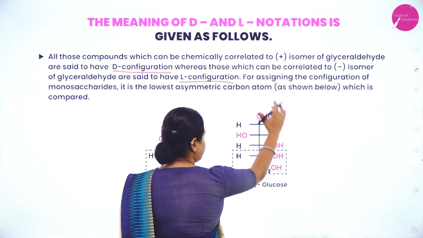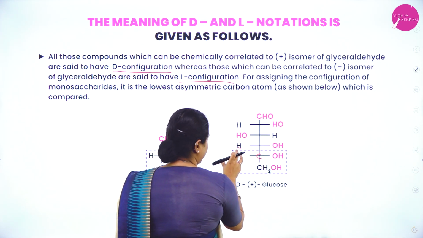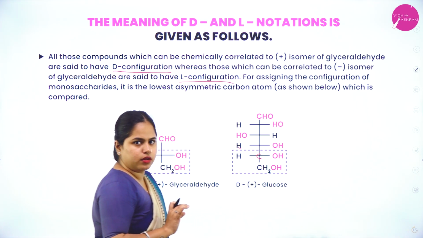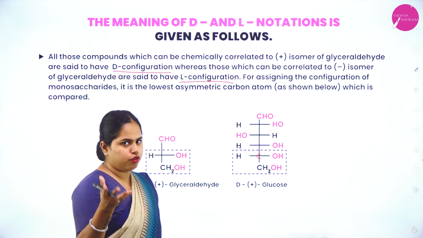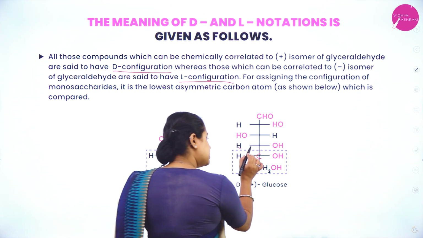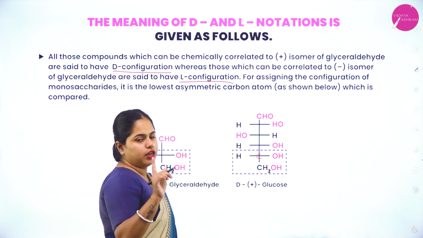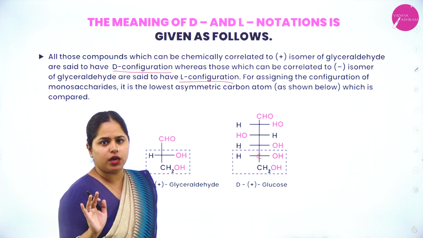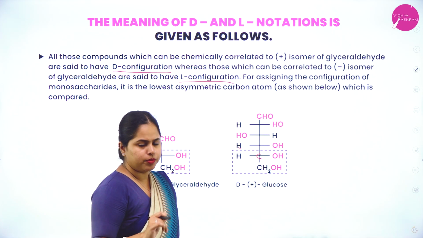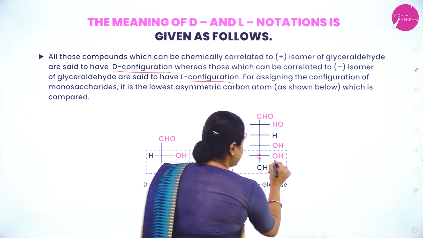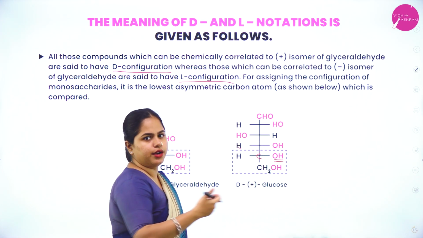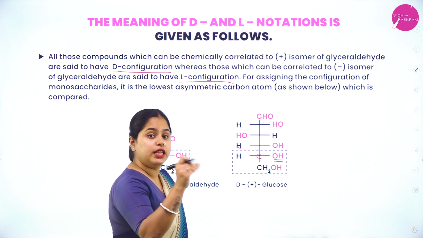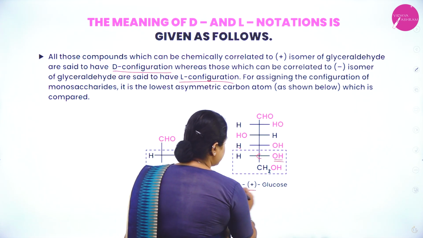Which is the lowest asymmetric carbon atom? This will be the lowest asymmetric carbon atom. So you have this big group here, you have a hydroxyl group, hydrogen, and the alcohol group is present. All the four are different, right? So this is your first asymmetric carbon atom. The lowest one is this one. Now we have to see that on the right side you have the hydroxyl group. So this will be D form. So this is D plus glucose.